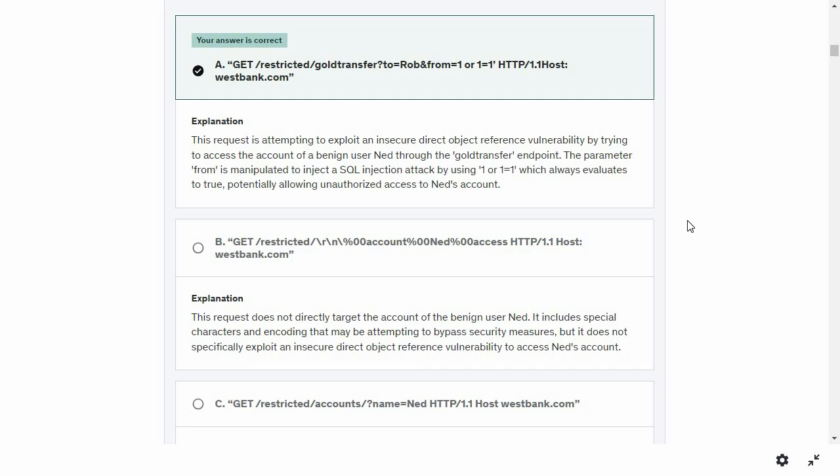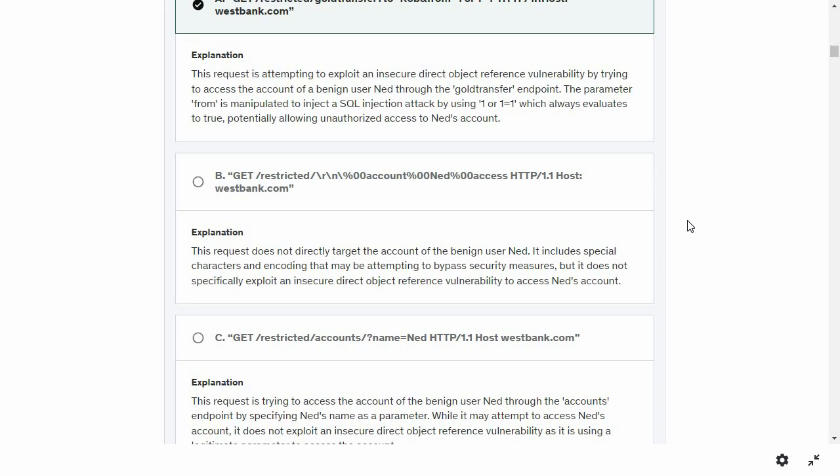Answer number 2. Explanation. This request does not directly target the account of benign user Ned. It includes special characters and encoding that may be attempting to bypass security measures, but it does not specifically exploit an insecure direct object reference vulnerability to access Ned's account. So this is not the correct answer for this scenario.